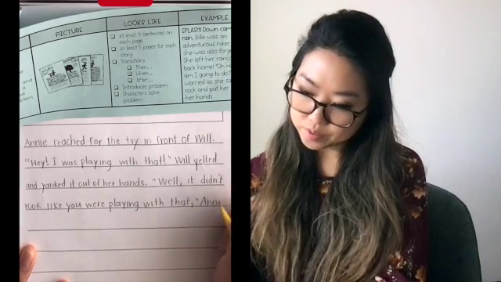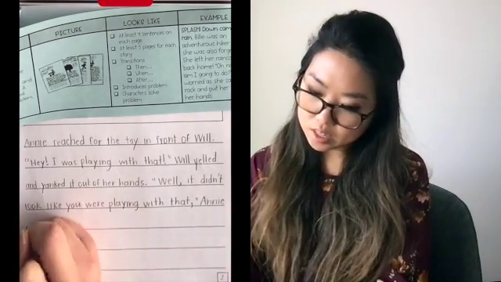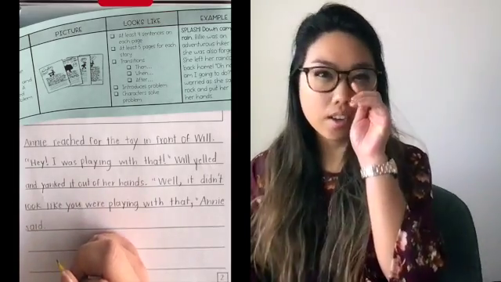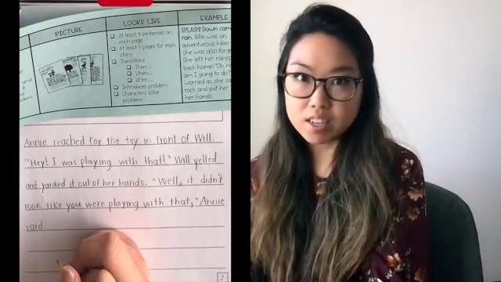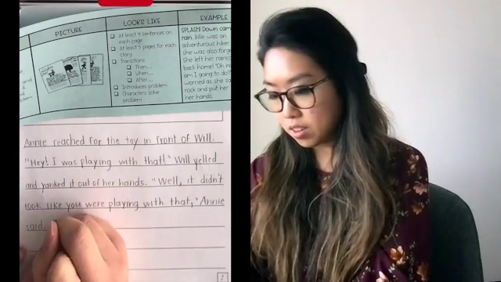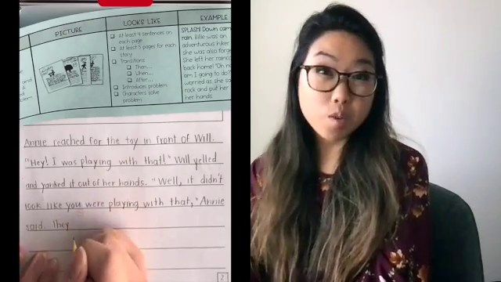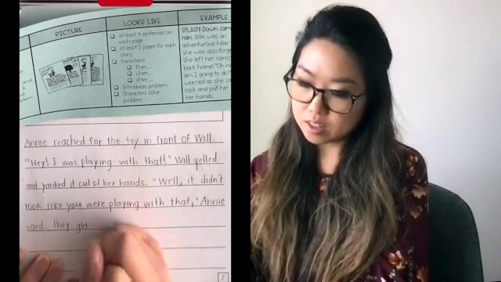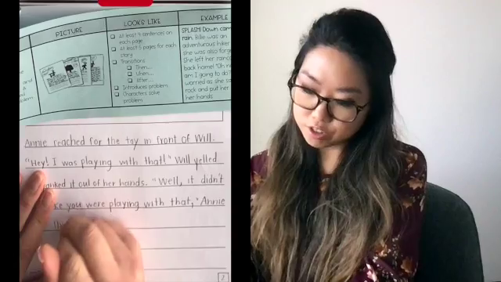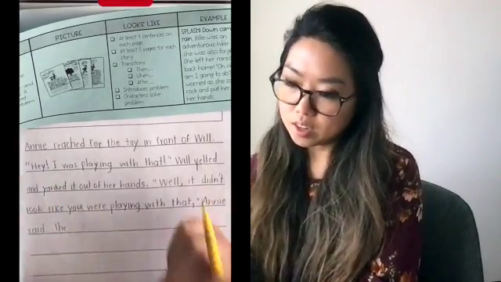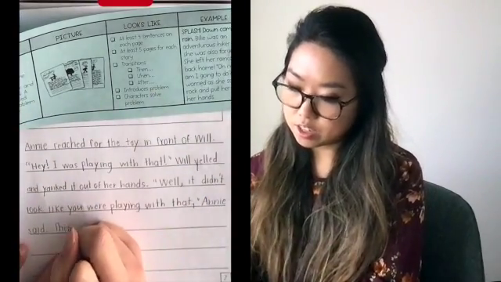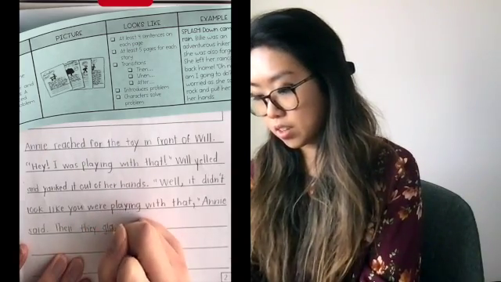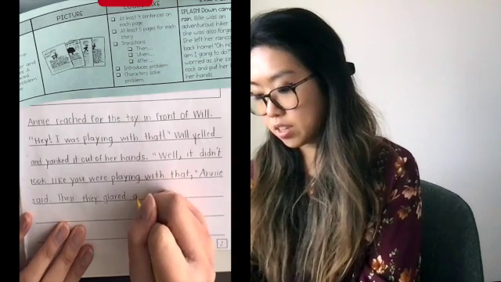Annie said. And then if they're arguing, maybe they glare at each other. I want to think what's something that could happen in real life. I can try to use a transition. Then they glared at each other.